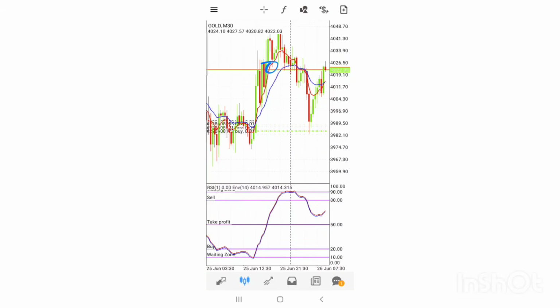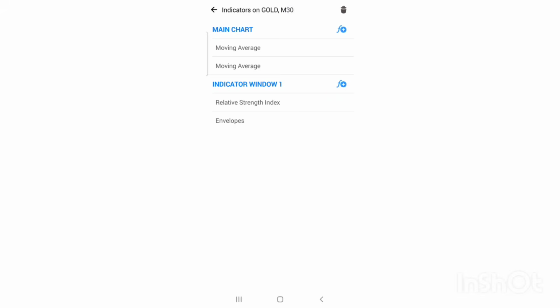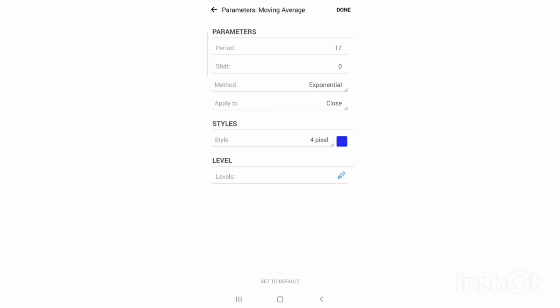And then we go again, we click on the F sign. After we click on the F sign, we are going to add our second indicator. Click again on the main chart. Look for moving average. After you find moving average, click on moving average. So here we are going to add period 17. Shift is 0.